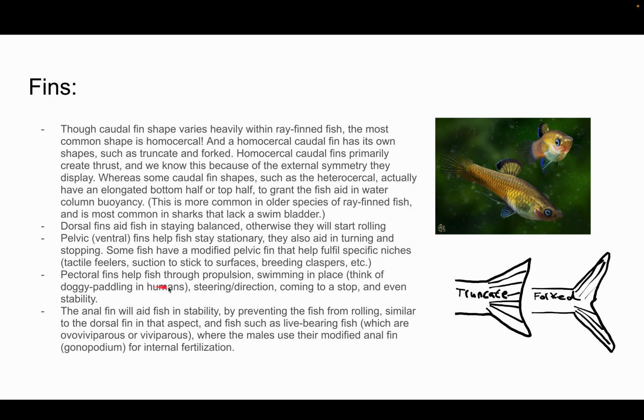Pectoral fins help fish through propulsion, swimming in place. Think of doggy paddling in humans. They're kind of swimming in place, right? Steering, direction, coming to a stop, and even stability.